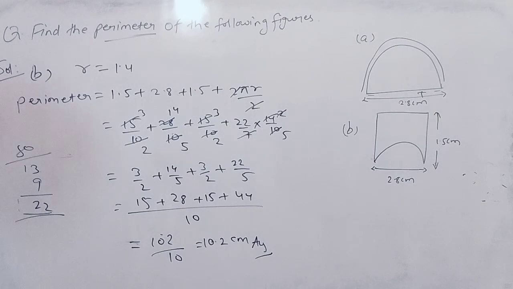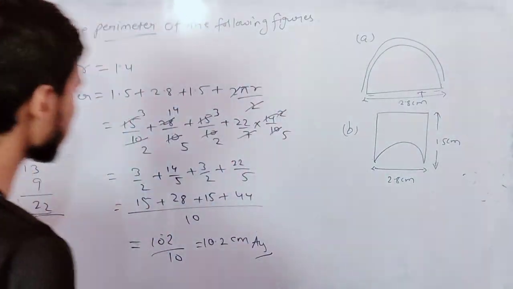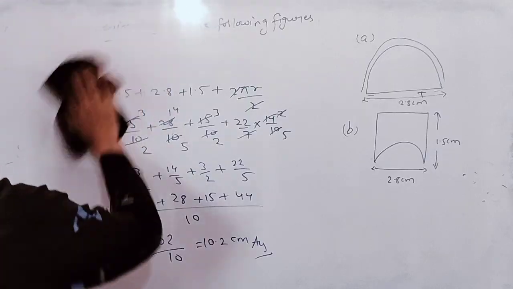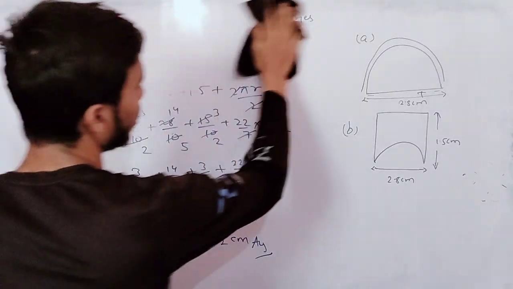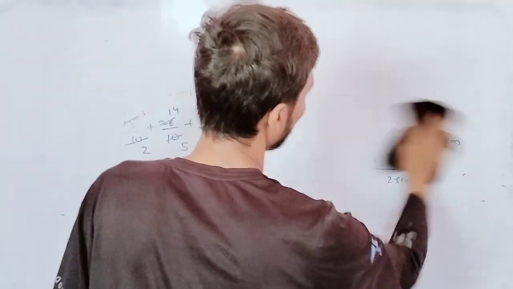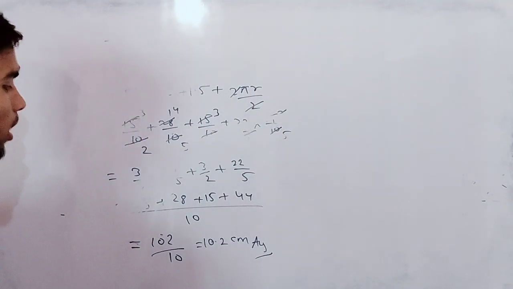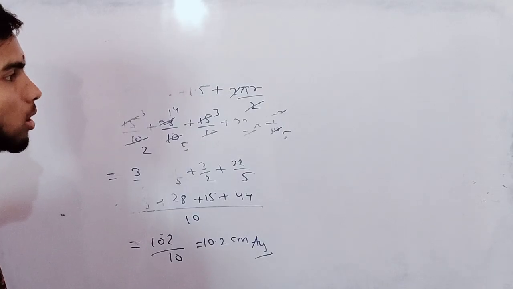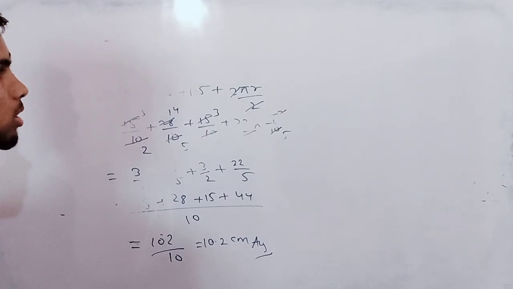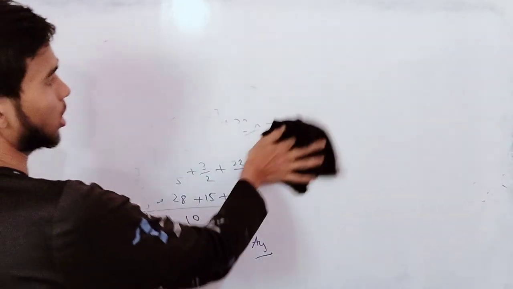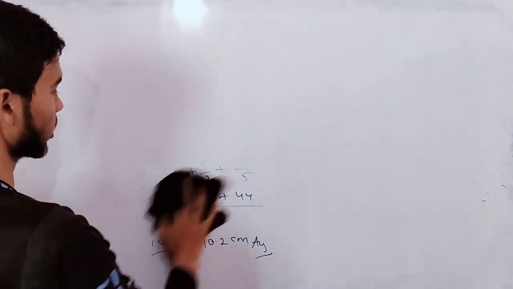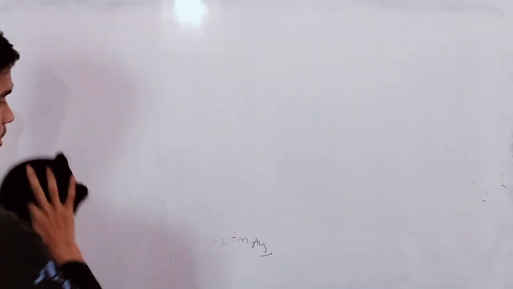Now next question. Here we have applied a formula for the perimeter of a semicircle. Next, let's see what happens. What formula will we apply?